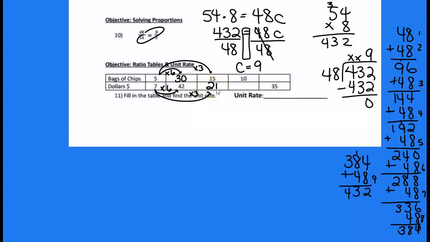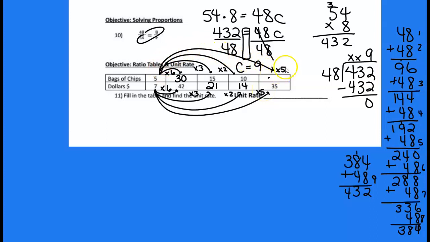For the next one, I'm going to look to the relationship of 5 to 10, and that's times 2, which means now I will multiply 7 times 2 and get 14. And the last one, I'm going to look for the connection between 7 and 35. That's times 5, which means I will multiply 5 times 5, which is 25.